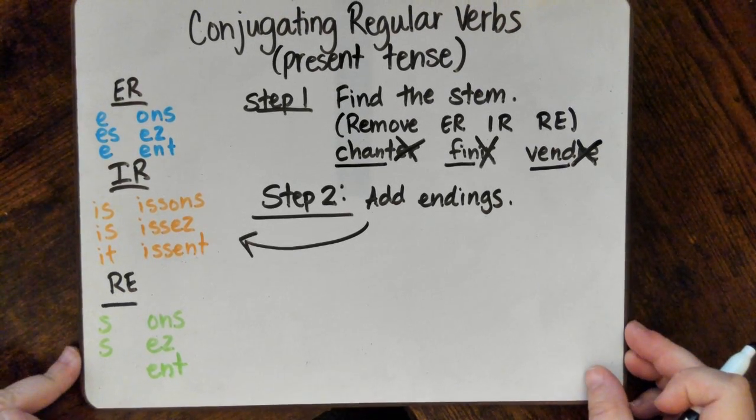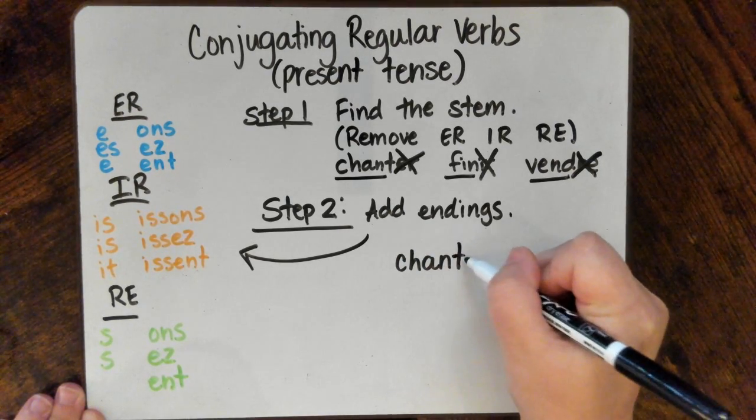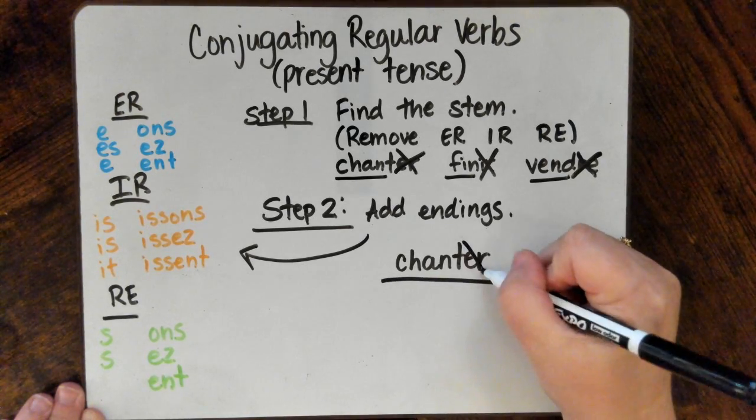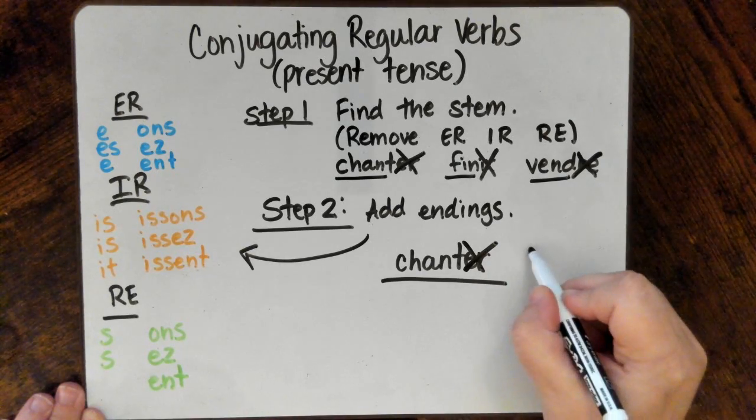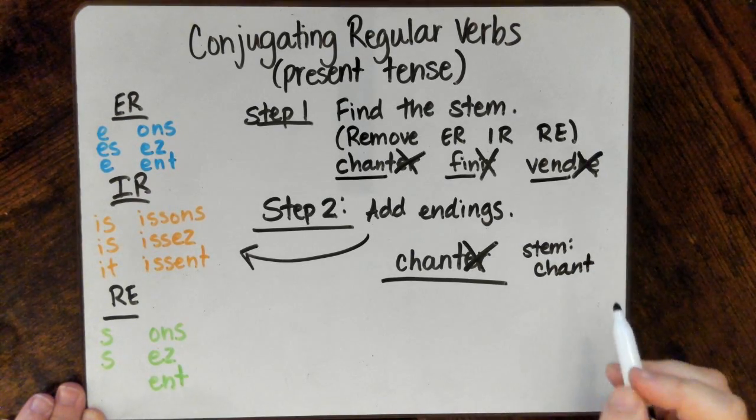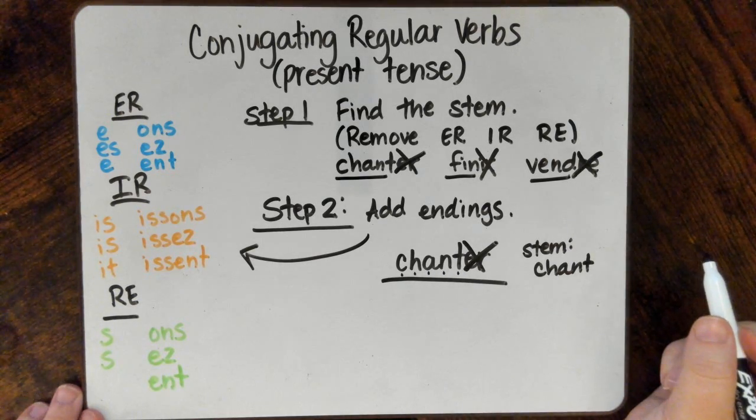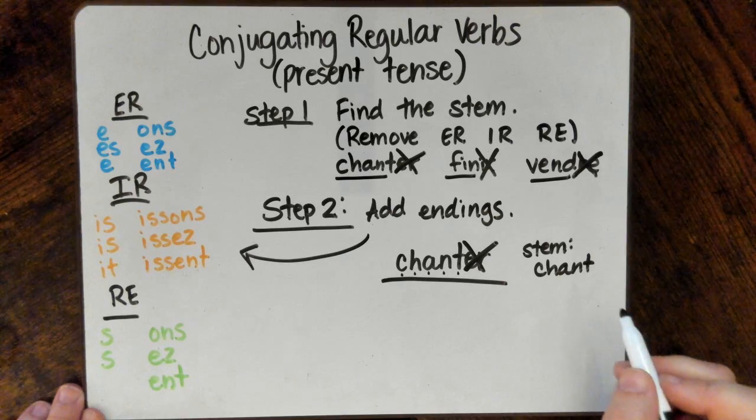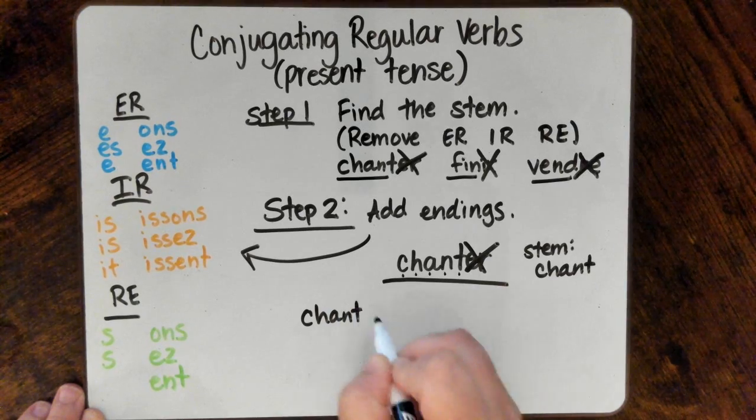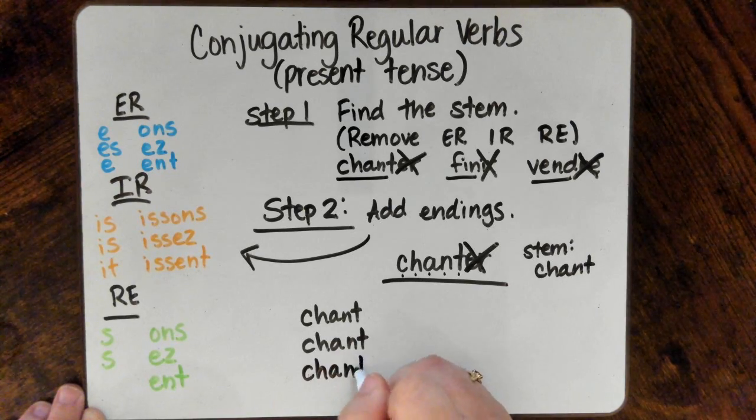We're going to conjugate the verb chanter. So what's step 1? Find the stem. Our stem is CHANT. And that's just this right here, CHANT. That stem is going to go down in our verb table 6 times. So we're going to have CHANT all 6 times.